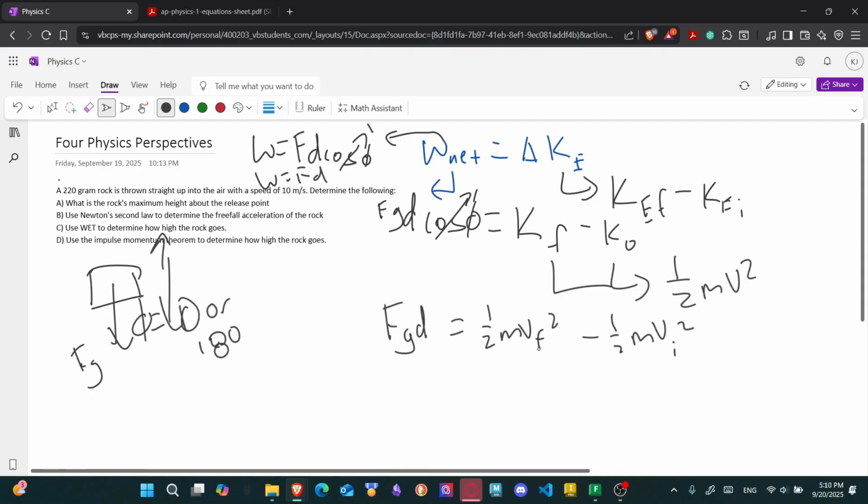So we know that v final is equal to 0, because as you get to the top of the free fall, it is equal to 0. So Fg D is equal to negative 1/2 mv initial squared.